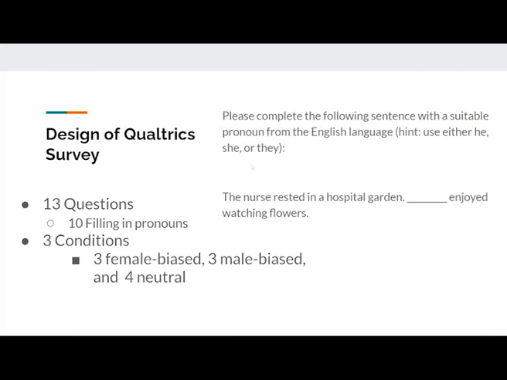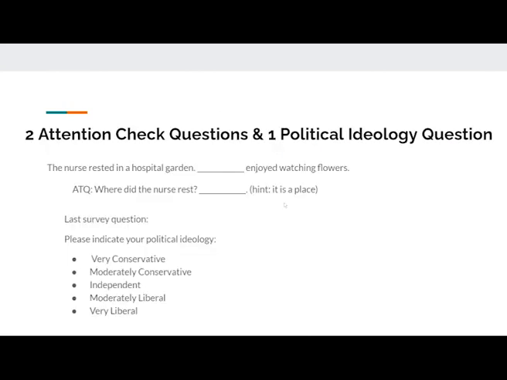Here is an example of a female bias question: when you think of a nurse, you think of a female. The remaining three questions are made up of two attention check questions and one question at the very end of the survey asking about their self-reported political ideology.